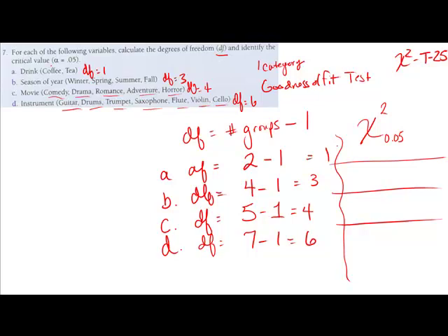For 1 degree of freedom at 0.05, it's 3.84. For 3 degrees of freedom, 7.81. For 4 degrees of freedom, 9.49. And for 6 degrees of freedom, 12.59. So that would just involve looking them up. Okay.